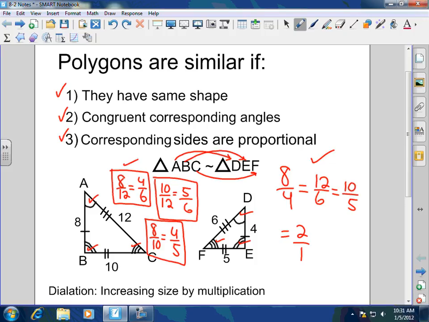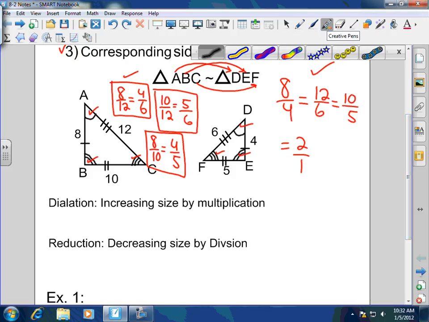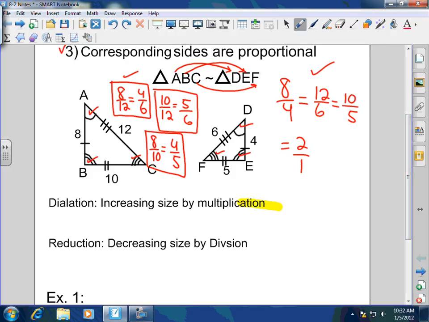You good? Okay. Now, in this particular situation, we started with ABC and we went to DEF. And we went from a larger triangle to a smaller triangle. Well, that is called a reduction. There are two ways that you can either amplify or reduce any polygon. If you are going to amplify it, make it larger, that is called a dilation. Okay? And a dilation is right here. Increasing size by multiplication.